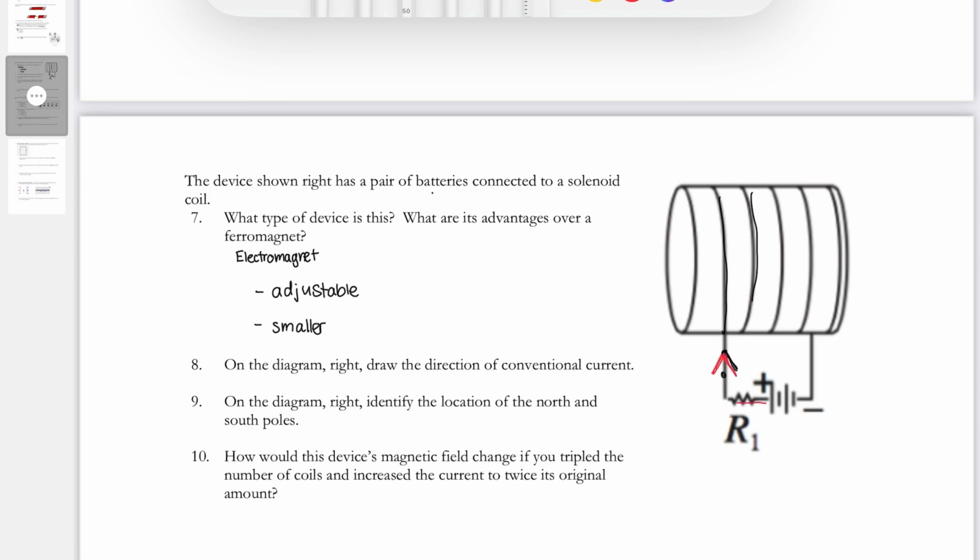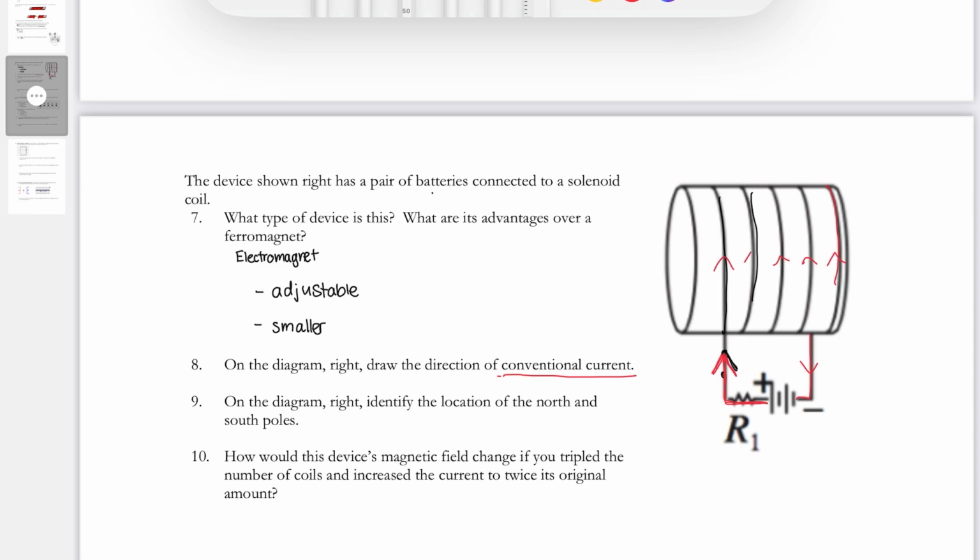Let's say it's going from positive to negative. So this wire is going, current's going all the way up, going back behind here and looping back in. This conventional current is causing the domains to align, creating a north and south pole.